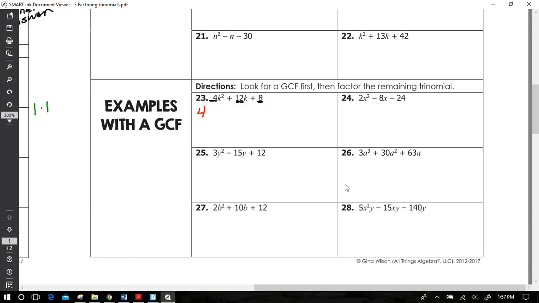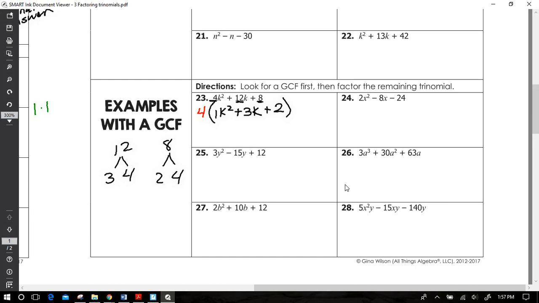So my leftovers: 4 divided by 4 is 1k squared, 12 divided by 4 is 3k, and 8 divided by 4 is 2. That is a quicker way to think of GCF if you're just taking a number out. You could still do that factor tree if you wanted, 12 and then 3 and 4, 8 would be 2 and 4. You can still do it that way if you want to. I'm just trying to speed the process along as we get better about looking for GCF.